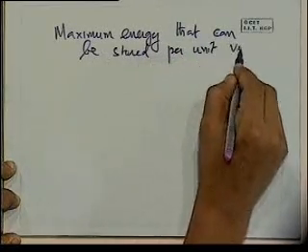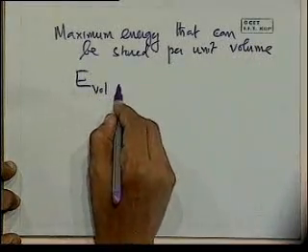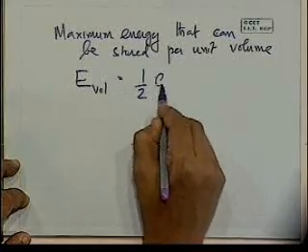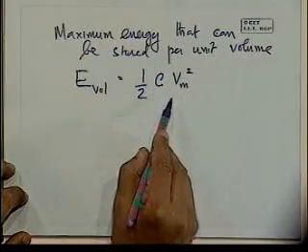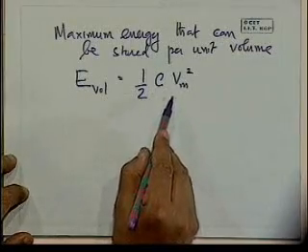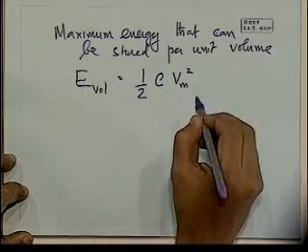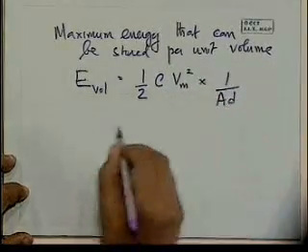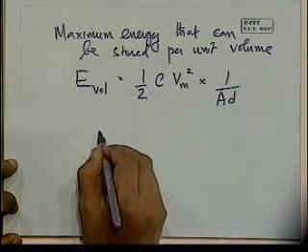Which is given by E vol. This is the maximum energy that can be stored per unit volume. It's equal to half C Vmax squared. Okay, I've got my Vm there, and then divided by the volume. Half CV squared is your energy, and then divided by volume.